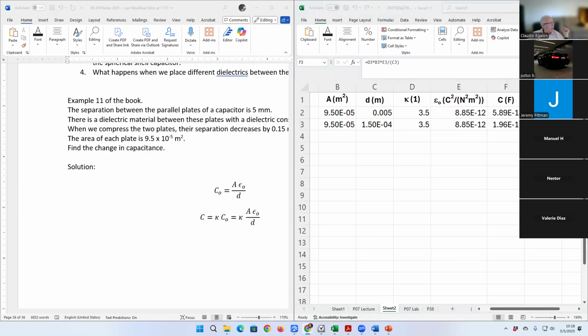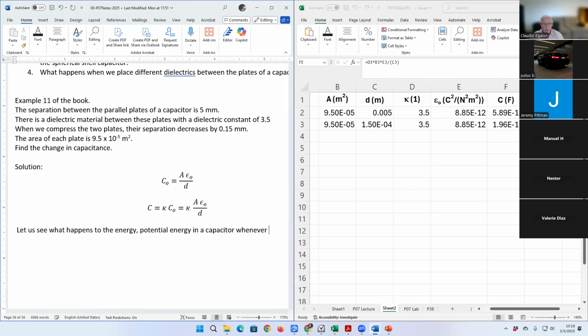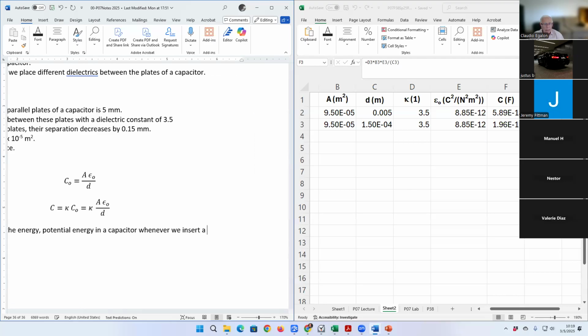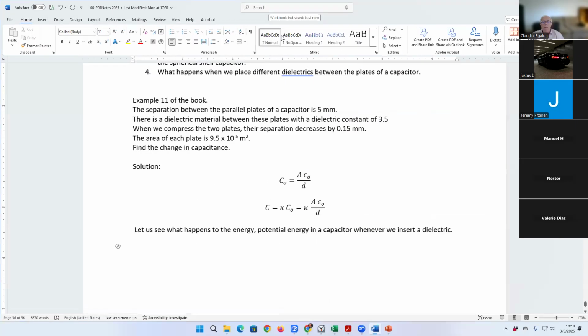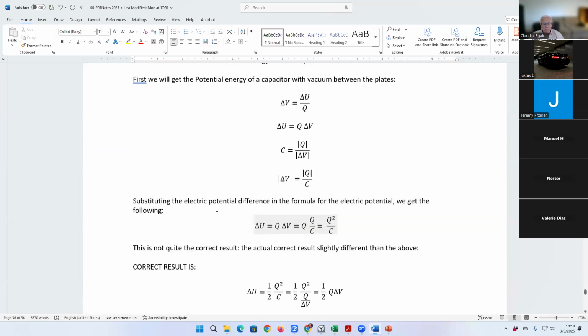Now we're going to talk about energy storage in a capacitor. This is an example in the book. It's a very good example because it has a real life application. Now, let us see what happens to the energy, and by energy, I mean the potential energy in a capacitor whenever we insert a dielectric. In order to solve this problem, we have to go back to the derivation of the potential energy in the capacitor.